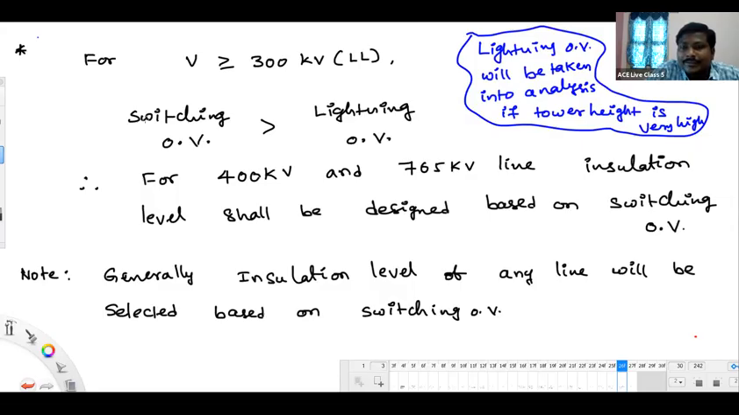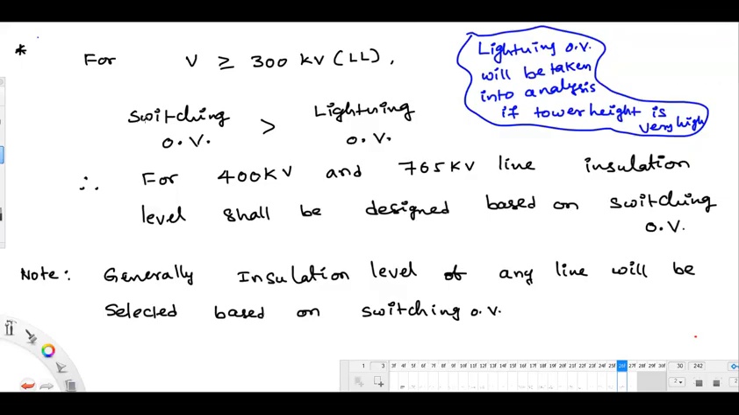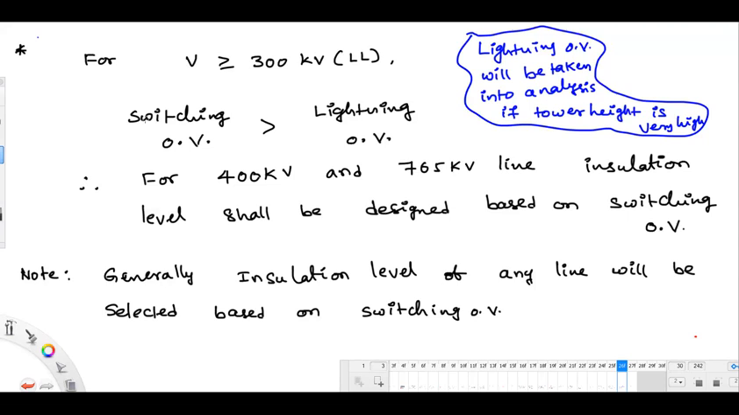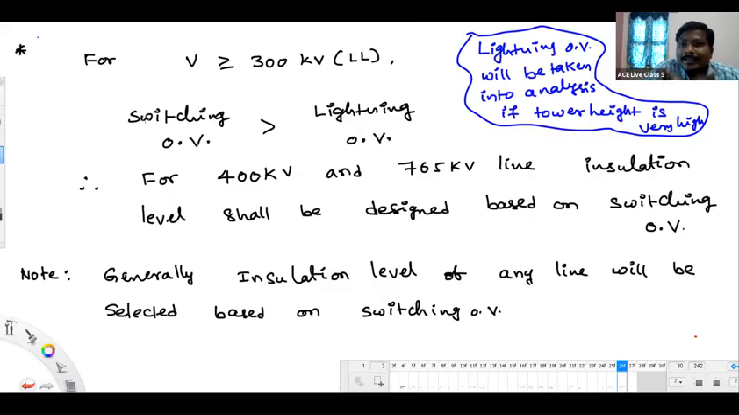Creating magnetic flux. That flux is linking with the power line. That is creating an EMF in the power line. It is inducing voltage in the power line. Induced over voltage. It is an indirectly created lightning over voltage.